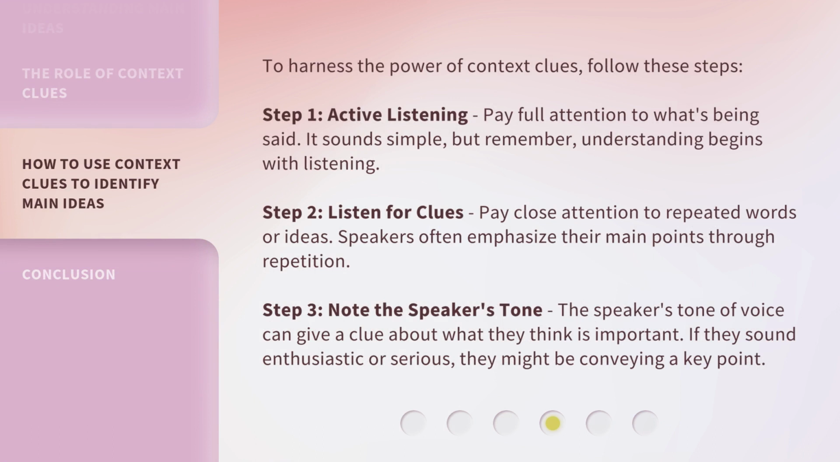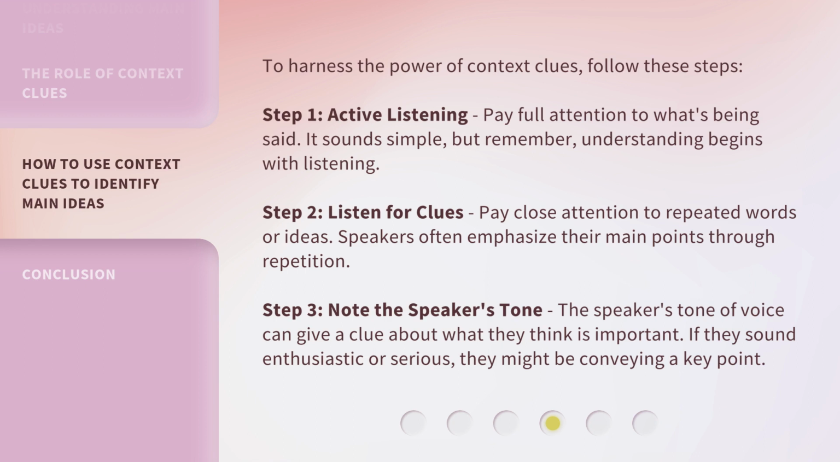To harness the power of context clues, follow these steps. Step 1. Active listening. Pay full attention to what's being said. It sounds simple, but remember, understanding begins with listening. Step 2. Listen for clues. Pay close attention to repeated words or ideas. Speakers often emphasize their main points through repetition.